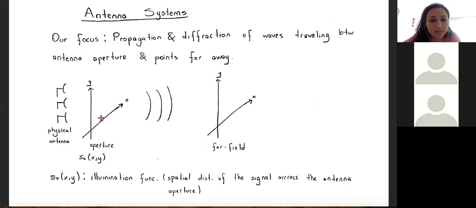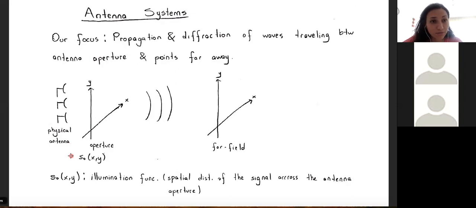We want to basically understand the mathematical relationship between a wave that has propagated from a physical antenna and a plane that is far away, or that is in the far field. So we want to get this mathematical relationship between the waves in these two planes. The first plane we consider is the plane just in front of the physical antenna. We generally call that plane the aperture plane. The aperture plane is an abstract plane just in front of the physical antenna.